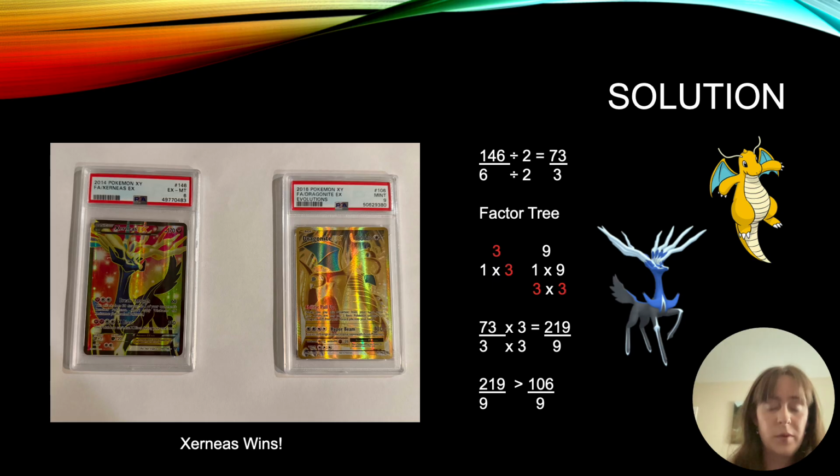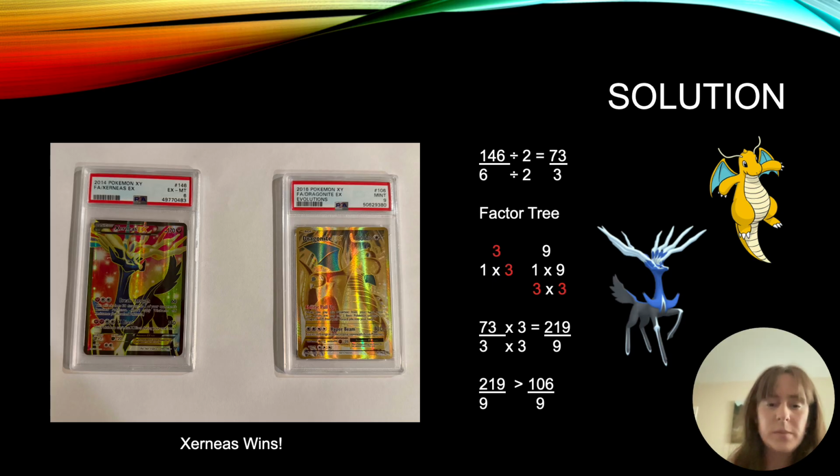To figure out what's common with 3 and 9, you can happily make this factor tree. Now that we know that, we have to help the original fraction up here that we simplified, 73 over 3, to have that 9 as the denominator so that we can really solve this. So 73 times 3 is 219. 3 times 3 is 9.